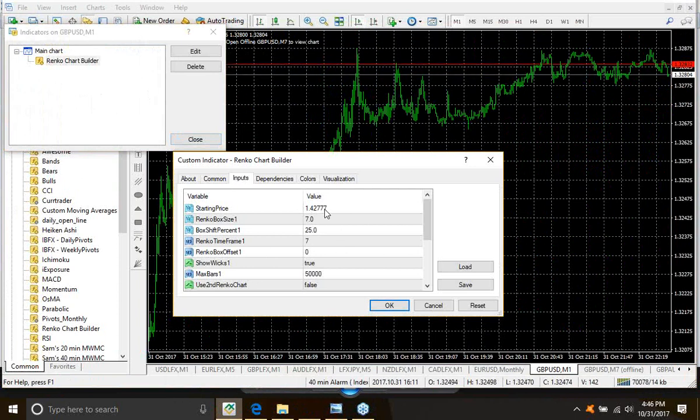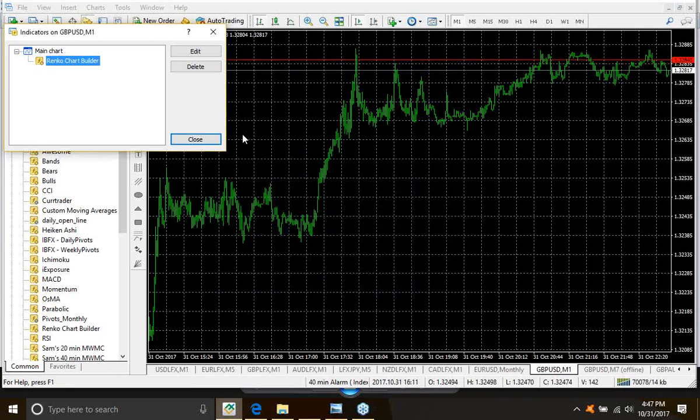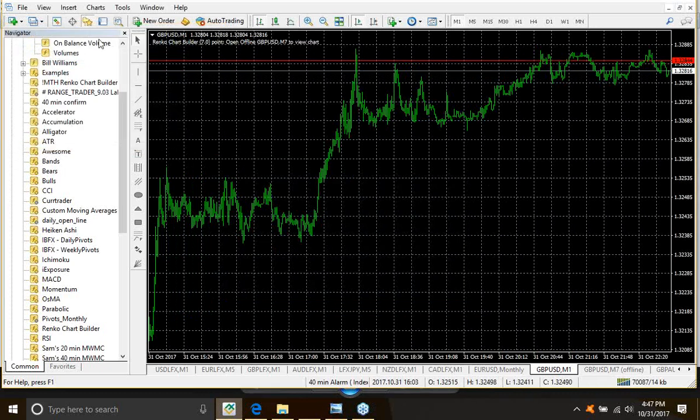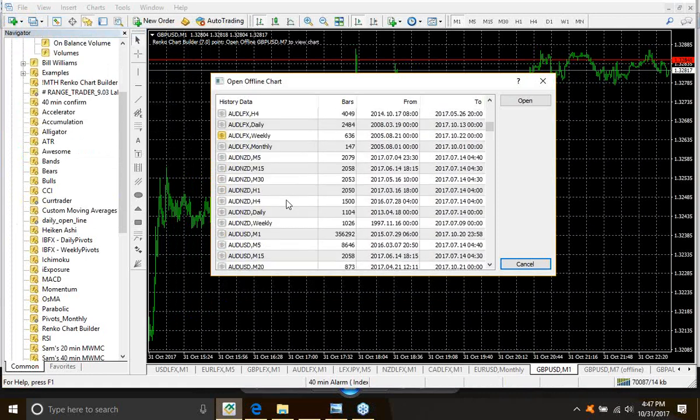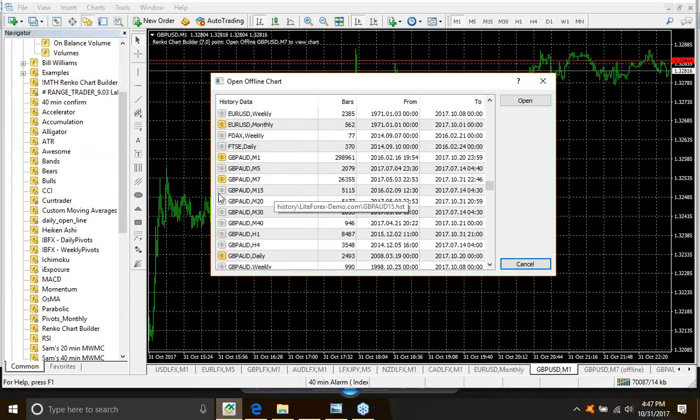Then set the price 1,000 pips to the upside. If it's 132, make it 142, then 7 and then 25: box size 7, shift 25, and time frame 7 or whatever, doesn't really matter. And that's it. Then max bars 50,000, that's it. So you do that and you press OK, and when you get the message, go here, open offline, and look for Pound Aussie M7, and you will see right here Pound Aussie M7, right? Double click that and apply the template. Simple as that.